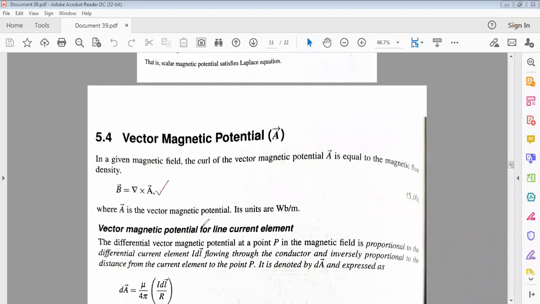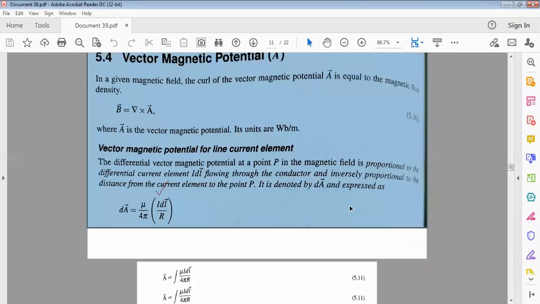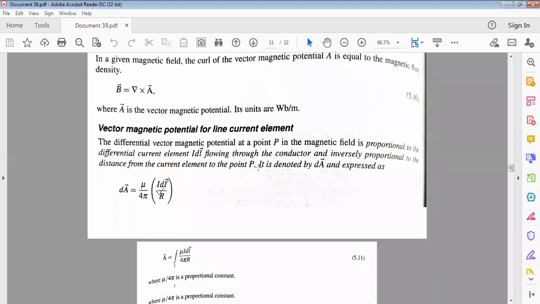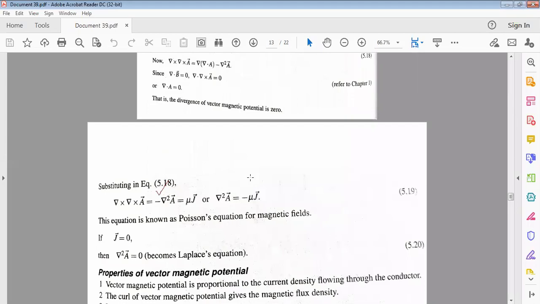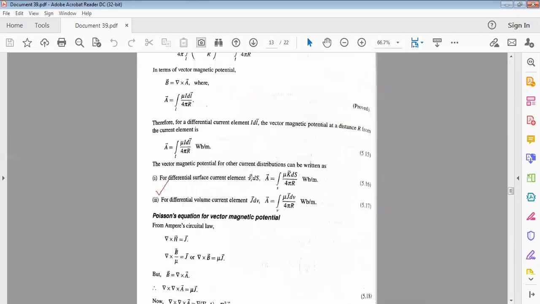Next, vector magnetic potential for line current element. Here we do not consider any surface or volume. Here they consider the vector magnetic potential for line current. Okay, the differential vector magnetic potential at point P. See here, okay, some representation is there. I mean, it's for all.